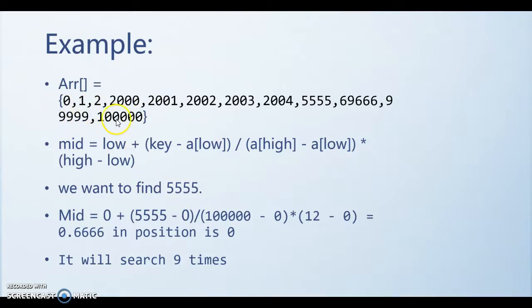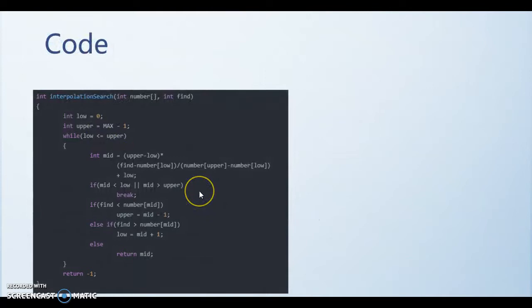But if this array has 0, 1, 2, 4, 5, 6 through to 12, and we want to find something like 2 or 12, we should use interpolation search, because in that case we have a balanced array, and this array is perfect for searching for a specific number using interpolation search. And here is the code for interpolation search in the C programming language.